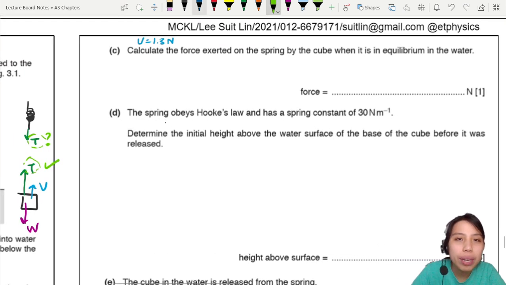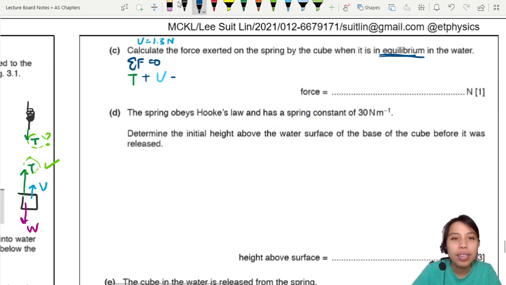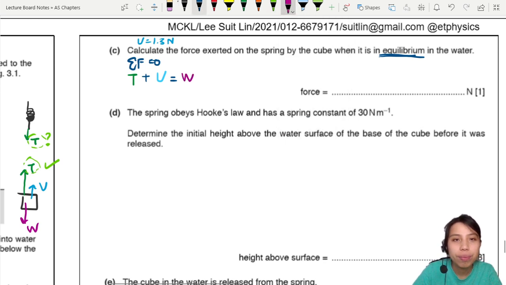Alright, so if our block is in equilibrium, we got a bunch of forces there, we can say that, since this block is in equilibrium, not moving at this point, all the upwards force equals the downwards force. So we can say T plus, what's our U? Yes, U equals the downwards force. There's only one, so we're going to write that as W. So T is what we want to find. That will be W minus U.